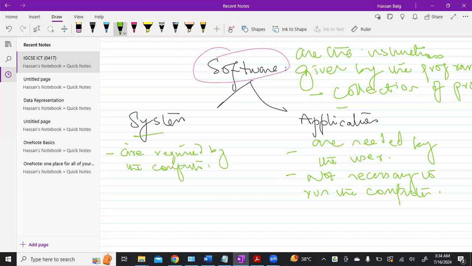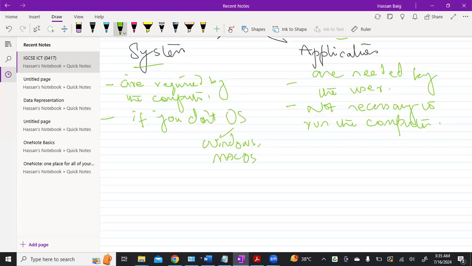If you don't have system software in the computer, you are not going to work with that. The second thing is that if you are not having an OS, operating system, which commonly we use Windows or Mac. If you are using an Apple product, you are using Mac or Mac OS. So those are the two main, Windows and Mac. If you don't have OS, your computer will not work. But if you don't have Adobe Photoshop, your computer will work.